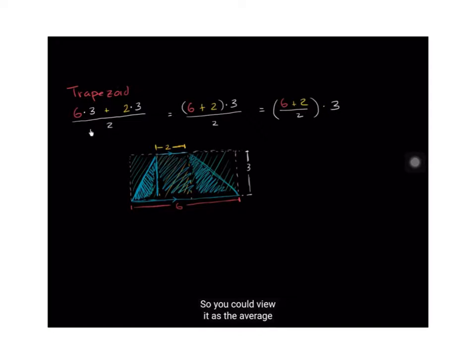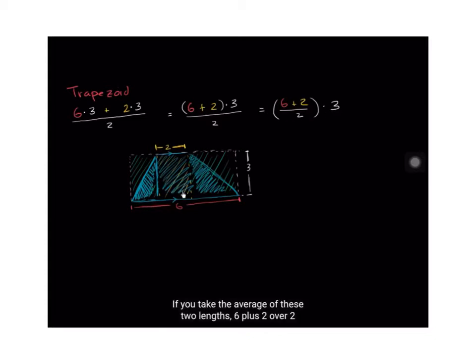So you could view it as the average of the smaller and larger rectangle. You multiply each of the bases times the height and then take the average. Or you could say, let's just add up the two base lengths, multiply that times the height, and then divide by 2. Or you could take the average of the two base lengths and multiply that by 3. That gives you another interesting way to think about it.